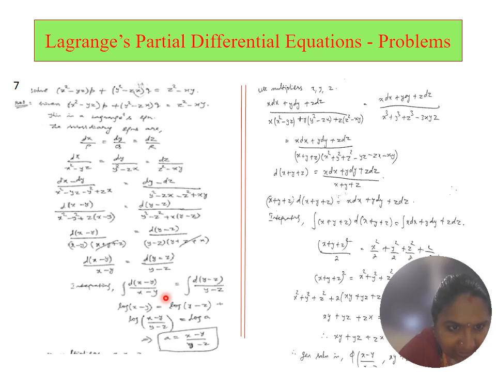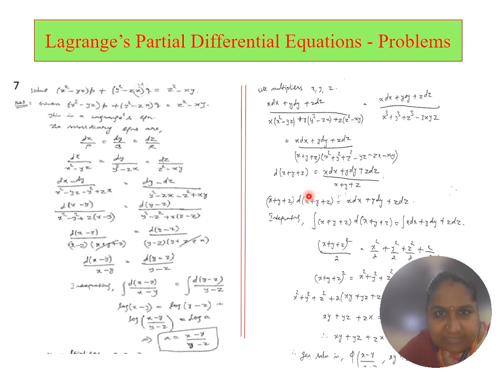If you do the integration, you will get log of x minus y by z minus x or something like that. This is the first solution. Here, the first part is the method of grouping and the second part is the method of multipliers. Then only can we get the two solutions. So a minimum of two solutions we need.